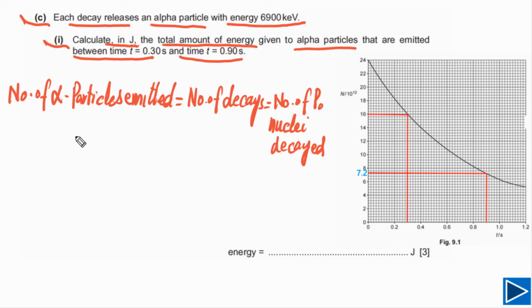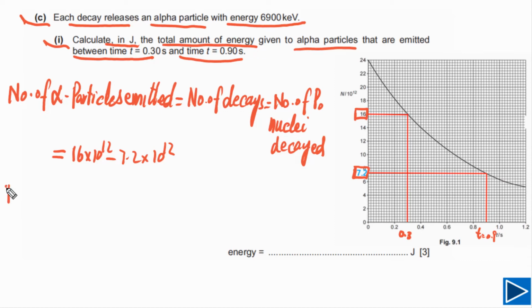So the number of alpha particles emitted, we can simply calculate. That is equal to the number of polonium nuclei decayed. At time t equal to 0.3 seconds, we have this many polonium nuclei, and at time t equal to 0.9 seconds, we have this many polonium nuclei. So we can calculate the number of alpha particles emitted. Simply we have 16 times 10 to the 12 minus 7.2 times 10 to the 12. So here we have the number of alpha particles emitted.